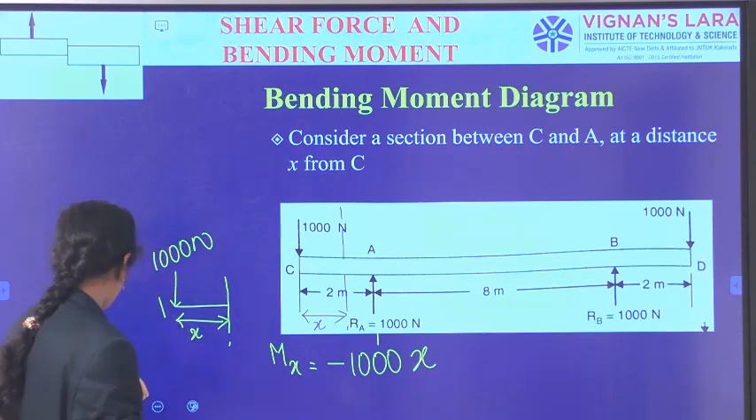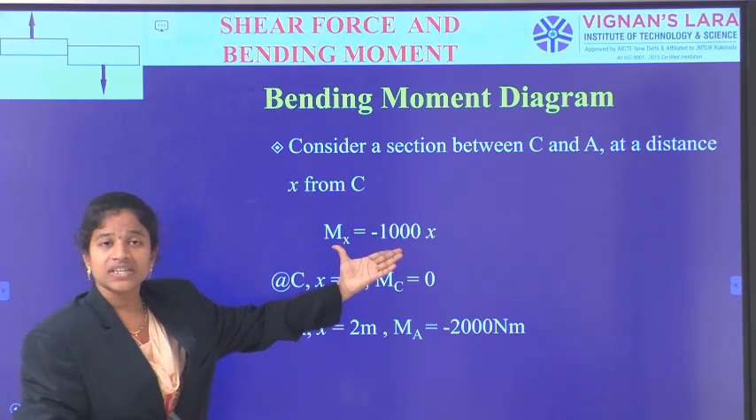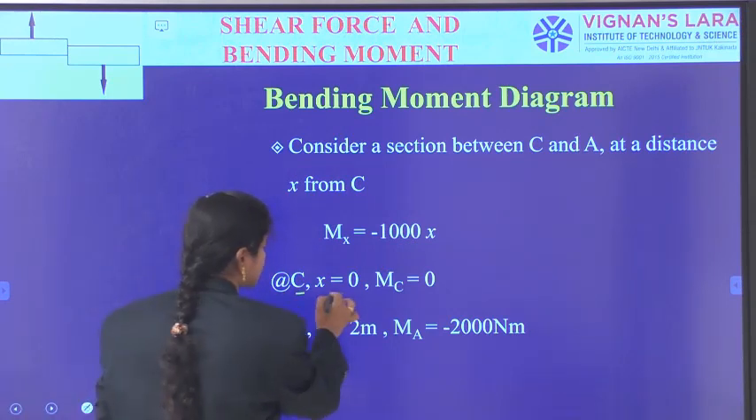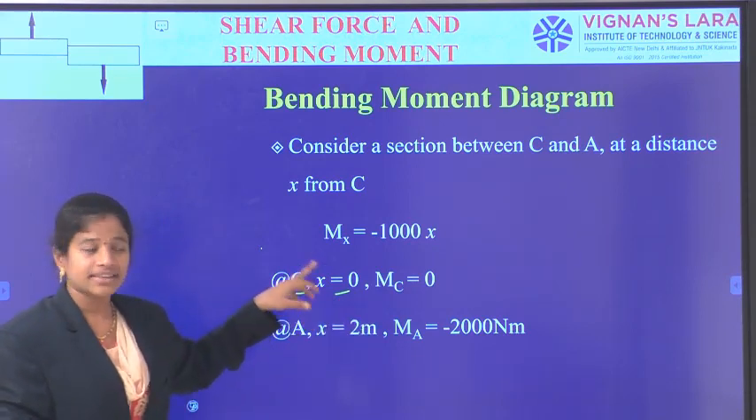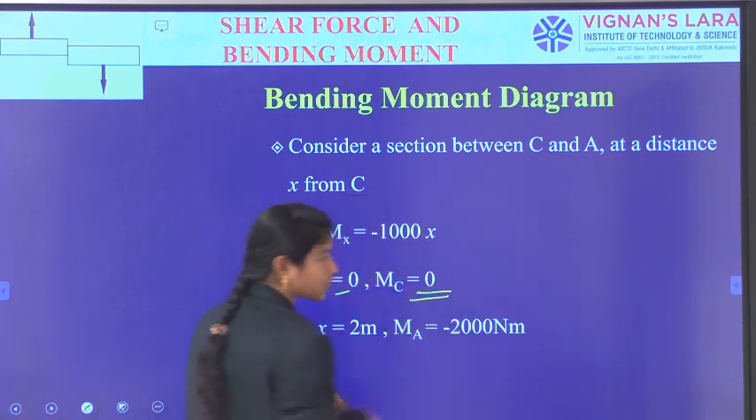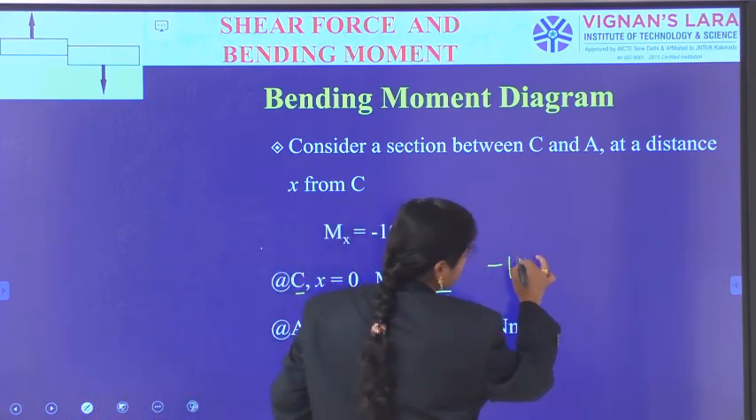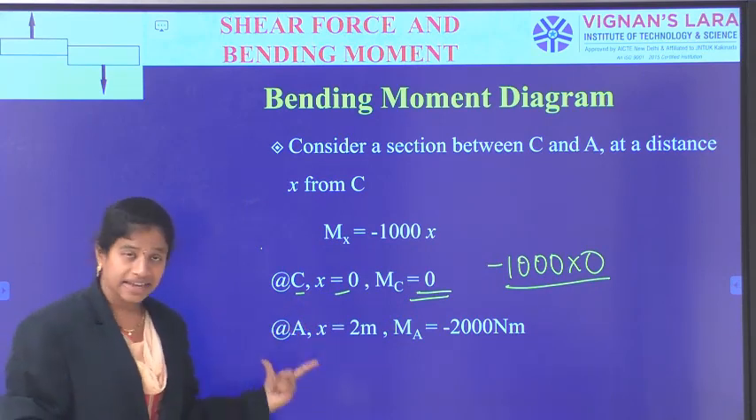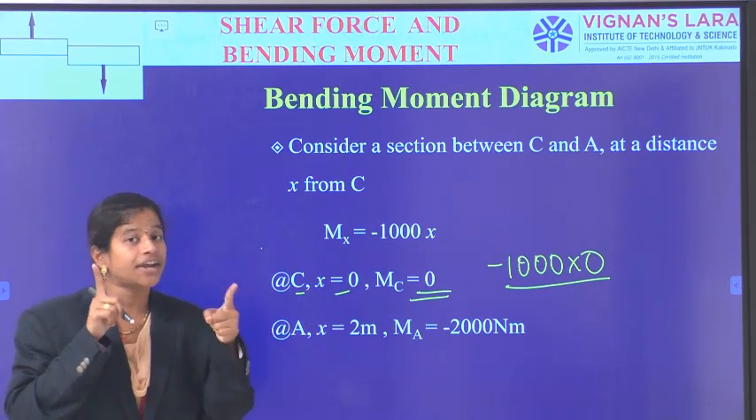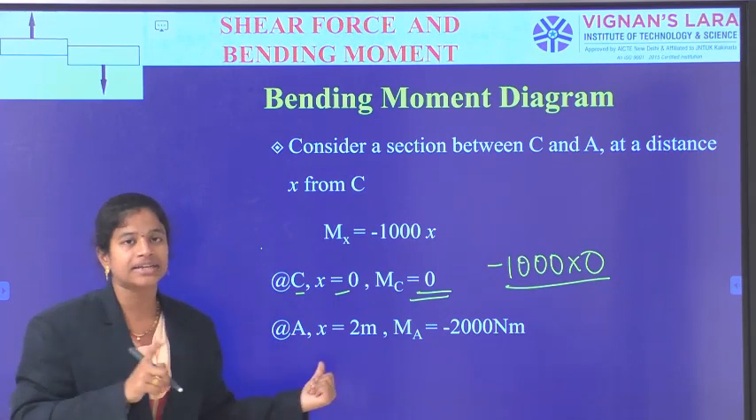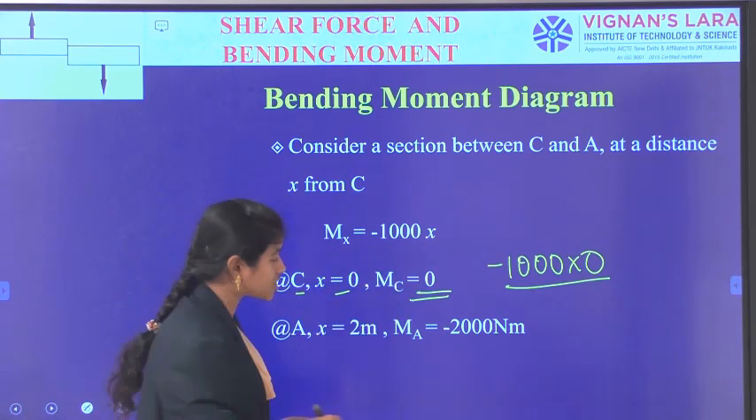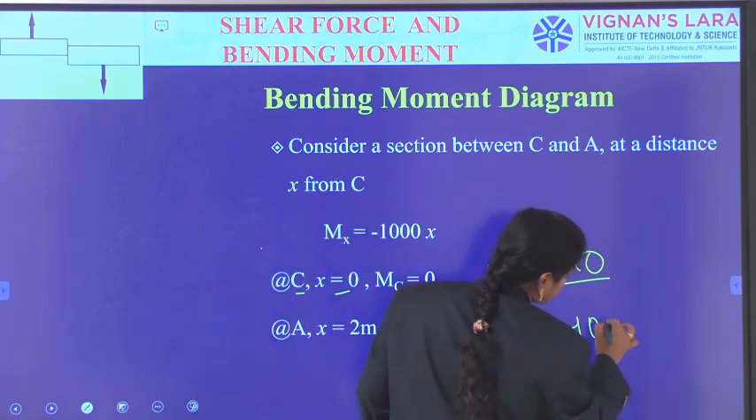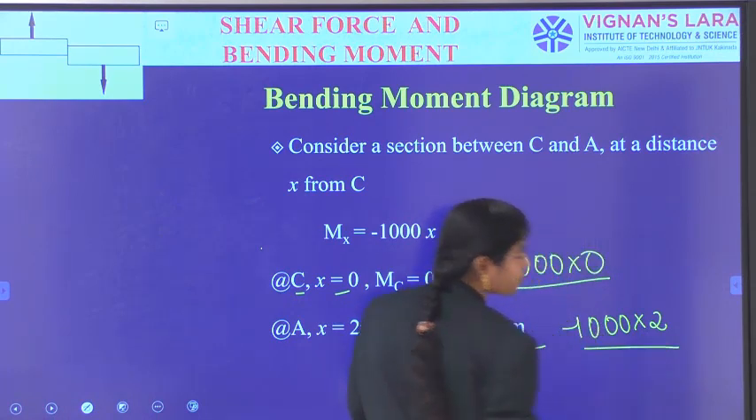Okay. Now, using the equation, I am calculating MC and MA. As x is equal to 0, that can be indicated as point C, and that is equal to minus 1000 into 0, that was 0 only. And the next thing, at point A, this equation is valid up to C to A only. So at point A, that is x is equal to 2 meters. Substituting in the above equation, we have got minus 2000 newton meter, as minus 1000 into 2 meter is the perpendicular distance, force into perpendicular distance.